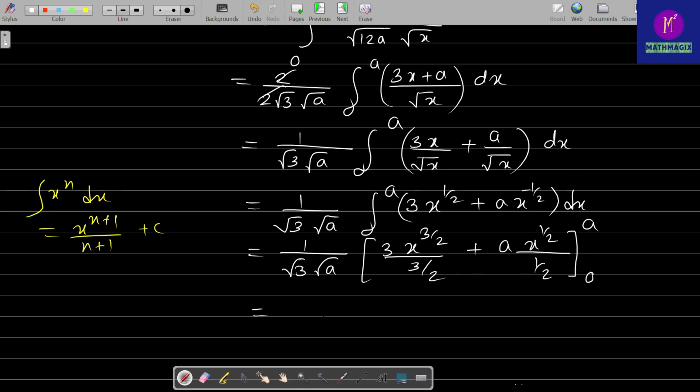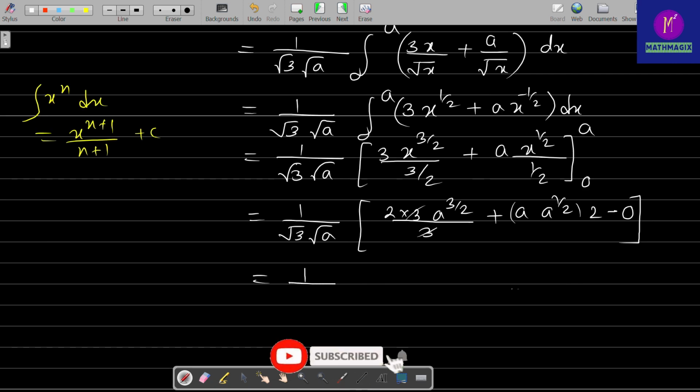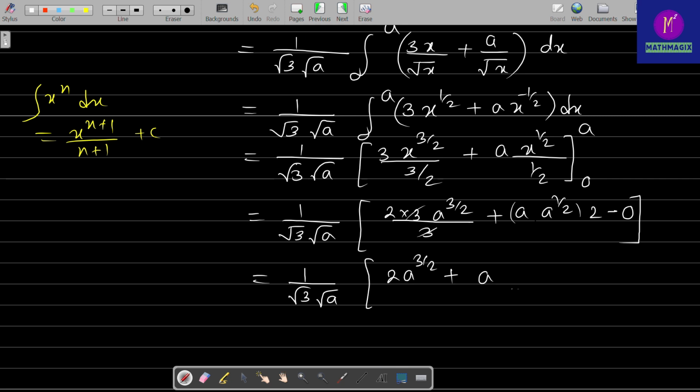So this is equal to 1 upon root 3 into root a. Let us substitute over here the value a. This 2 will come up, so it will be 2 into 3, a raised to 3 by 2 upon 3. This 3 gets cancelled out, plus here it is a into a raised to half. This 2 will come up, so it will be into 2. If I substitute 0 here in x, I'll get 0 in both the terms. We will get from this 1 upon root 3 into root a, into 2 into a raised to 3 by 2 plus a raised to 1 into a raised to half, which is nothing but a raised to 1 plus half, which is 3 by 2, into 2.